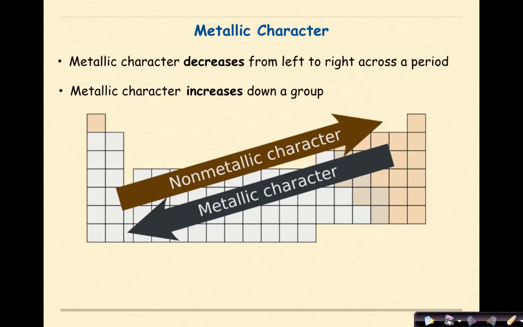What you need to know about metallic character. Metallic character is going to decrease from left to right across a period, and it is going to increase as you go down a group.